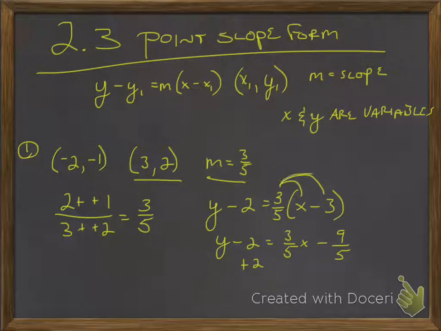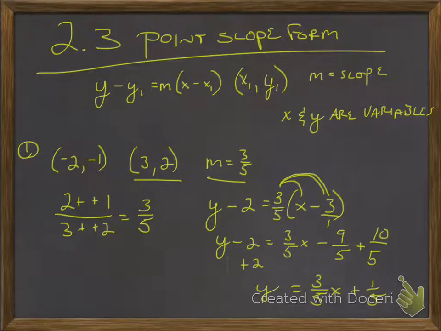Now remember, when I distribute this, remember your fraction rules. It's really 3 over 1. You multiply straight across. 3 times 3 is 9. 5 times 1 is 5. Okay. When I'm adding 2, though, they need a common denominator. So I need the denominator to be 5. This is 2 over 1. 2 over 1 is equivalent to 10 over 5. So I have y is equal to 3 over 5 x, negative 9 plus 10 becomes positive 1. So it's going to be plus 1/5.